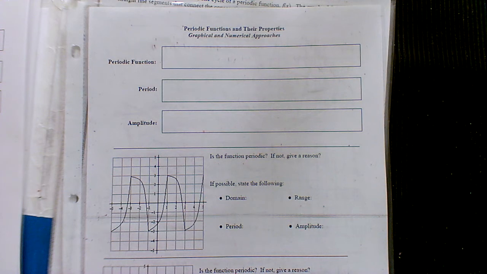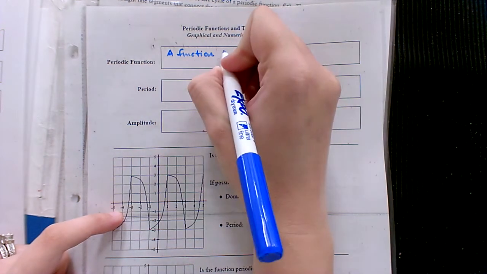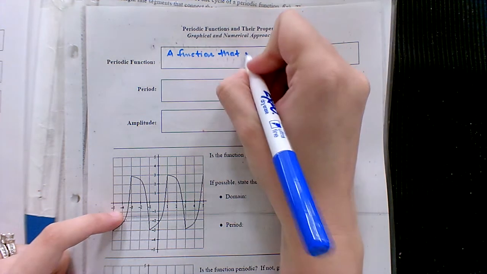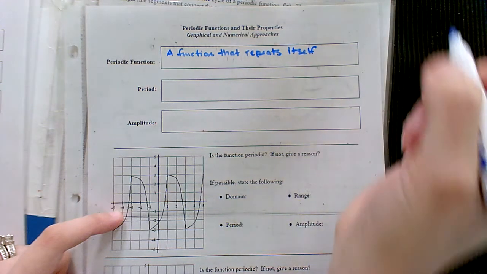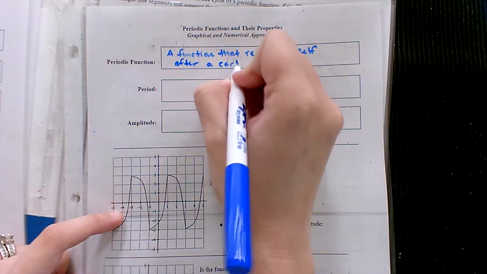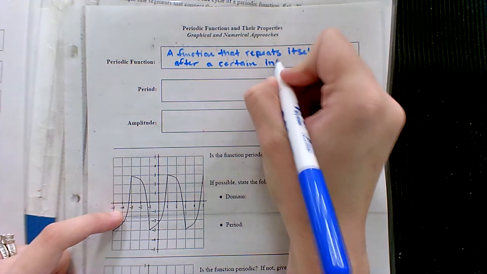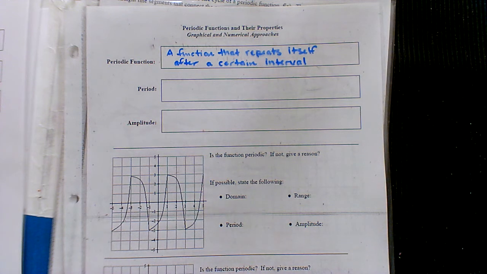These are just other examples. So for us, we're going to define a periodic function as a function that repeats itself after a certain interval. So you're basically taking a chunk of a graph, a section of a graph, and repeating it over and over and over and over again. Okay, periodic. It repeats itself.